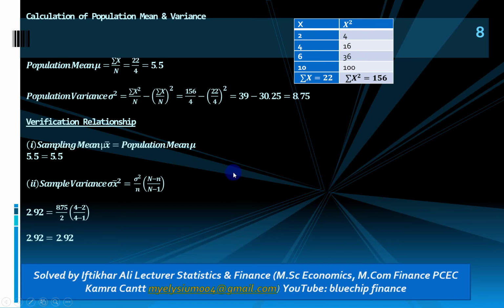Third step is to just verify these two, sample statistic and population parameter. Sample mean is always equal to the population mean in both cases, without and with replacement. And in without replacement, sample variance is equal to population variance divided by n, multiplied by population size minus sample size divided by population size minus 1. Just put these values and the results will be equal.